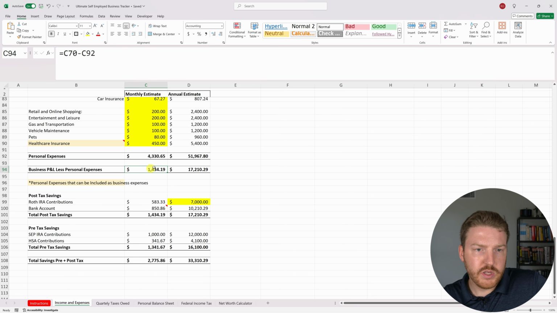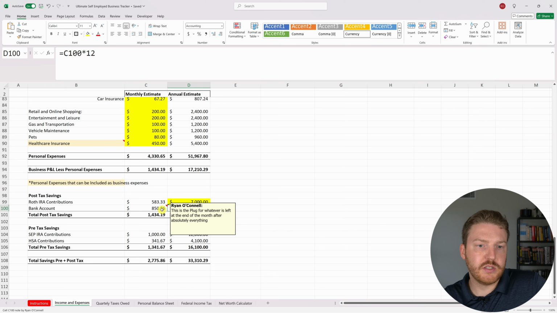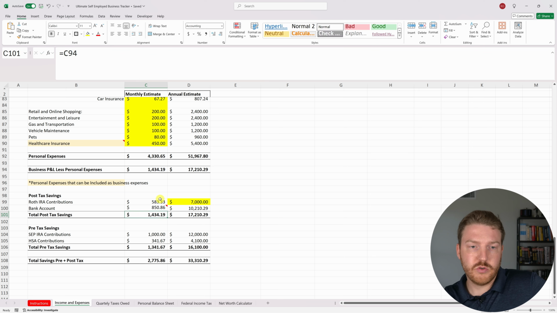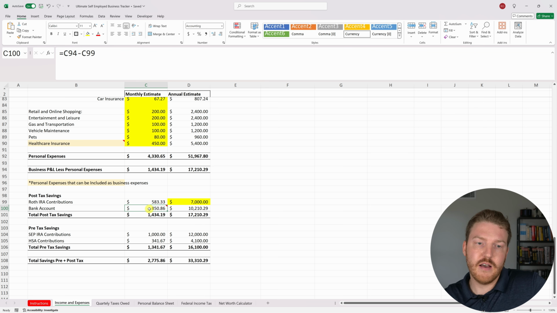So we save this much a month, and we save this much a year, and then we put this much in the Roth IRA. So that means that we're going to basically have a plug number. So we have this $14,000 of savings each year. Each month we put $583 of it into our Roth IRA, which means we're basically going to have $850 left that we can put into our bank account. And I put this note up here that this is basically a plug.